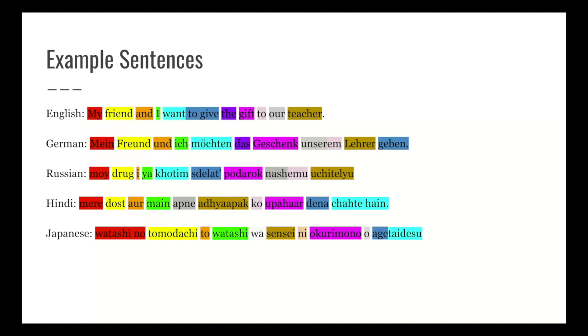Another really interesting aspect is the word order of German, which actually kicks the second verb to the end of the sentence. In this sentence, my friend and I want to give the gift to our teacher. To give is the second verb, and that's put at the end of the sentence, the verb geben at the end of the sentence in German.